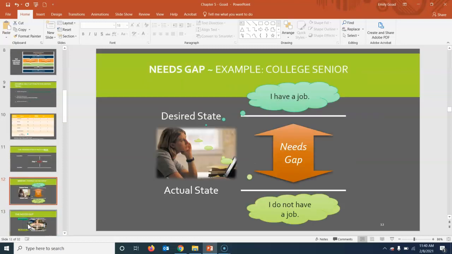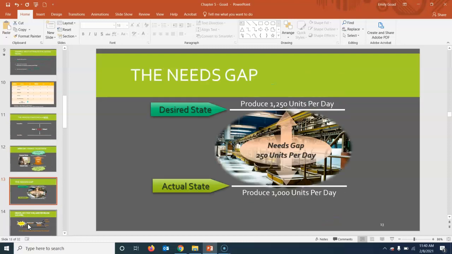So a few other examples. Here's an example for you. This example is another way to put it. So if the actual state is 1,000 units per day is what you produce, and the firm wants to produce 1,250 units per day, then the need is 250 more units per day.